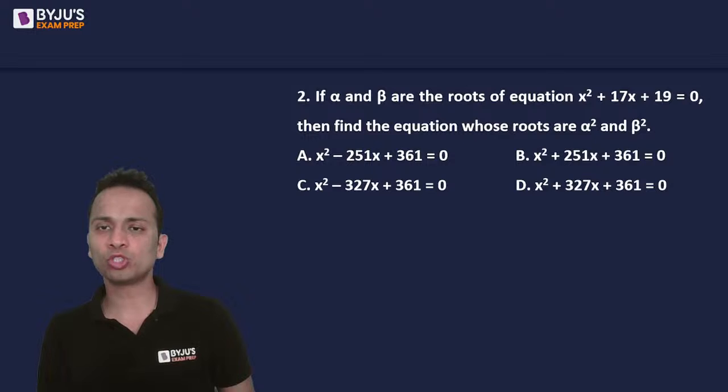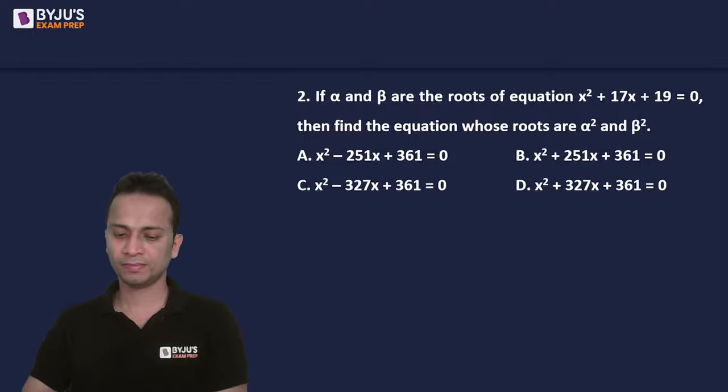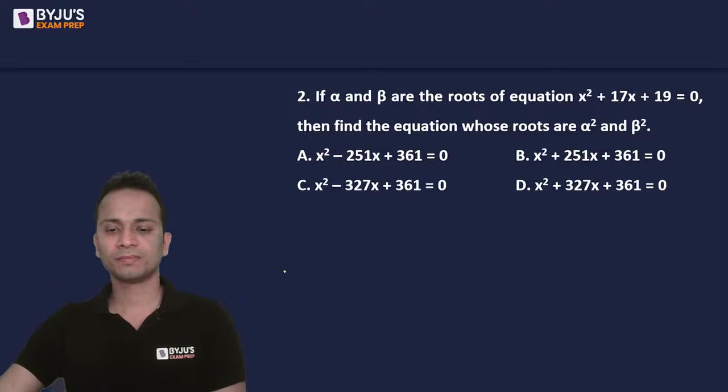Alpha and beta are the roots of the given equation. Find the equation whose roots are alpha square and beta square. Come on, quickly.